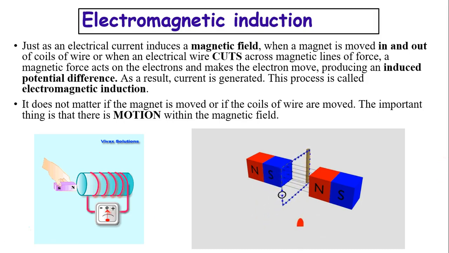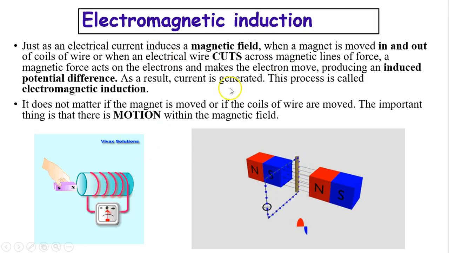Electromagnetic induction. Just as an electric current induces a magnetic field, when a magnet is moved in or out of a coil of wire, or when an electrical wire cuts across magnetic lines of force, the magnetic force acts on the electrons and makes the electrons move. Since the electrons move to one side, this will produce an induced potential difference, like the potential difference provided by a battery. As a result, a current is generated. This process is called electromagnetic induction.